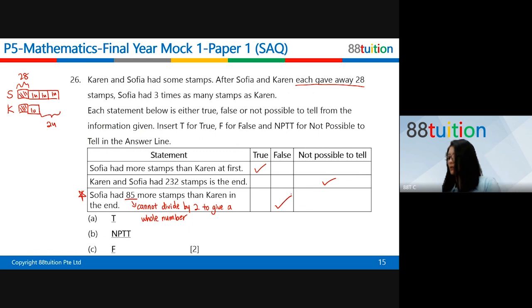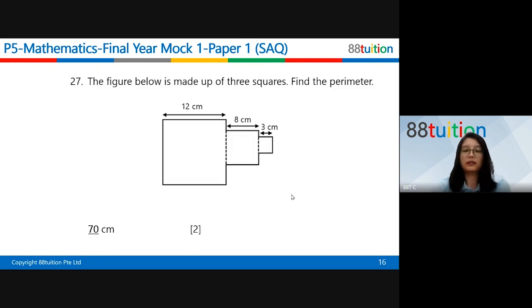These are all exam paper questions, so you must know. Sometimes the first impression you might have is that they didn't give a lot of information, like in the second question, so it must be not possible to tell. No, this one can tell because it's an even or odd number thing. So it's important to draw your model, otherwise you cannot see it. Okay, next.